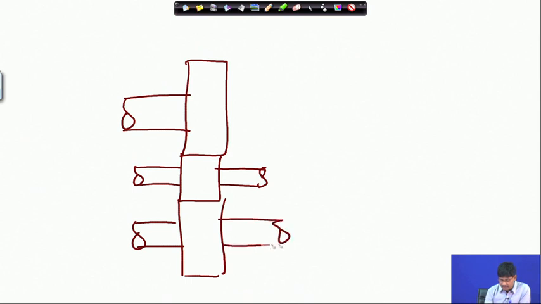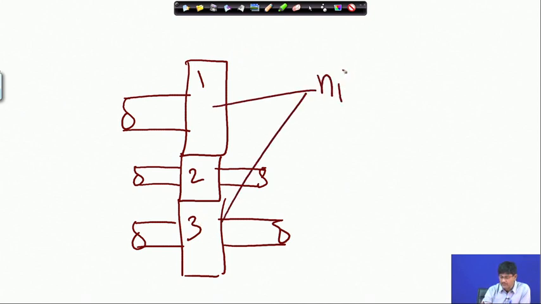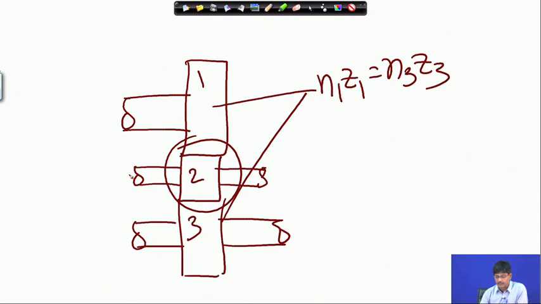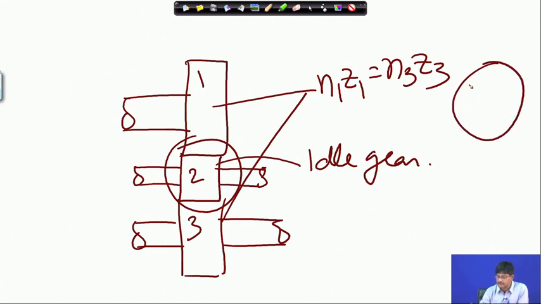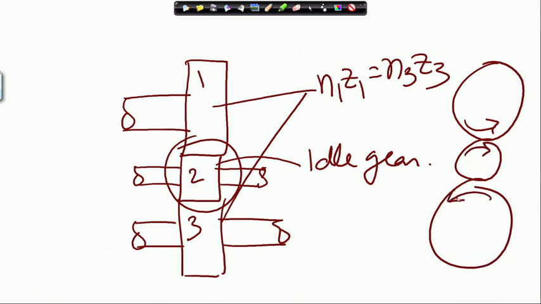In that case, if this is number 1, number 2, number 3, you can connect up N1 Z1 is equal to N3 Z3 directly, instead of considering 2, because 2 in this case is called an idle gear. In the other view it will look like this: gear number 1, gear number 2, gear number 3, and they are rotating this way, and therefore they have the same tangential velocity.